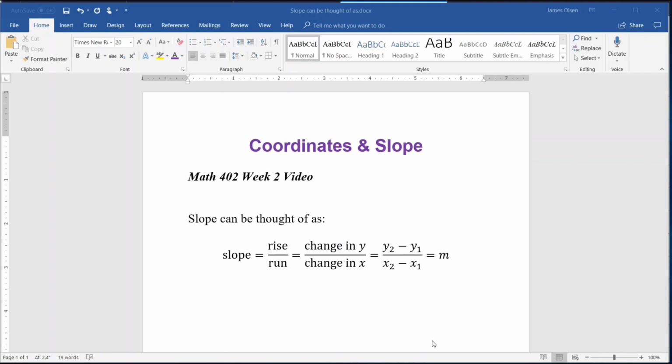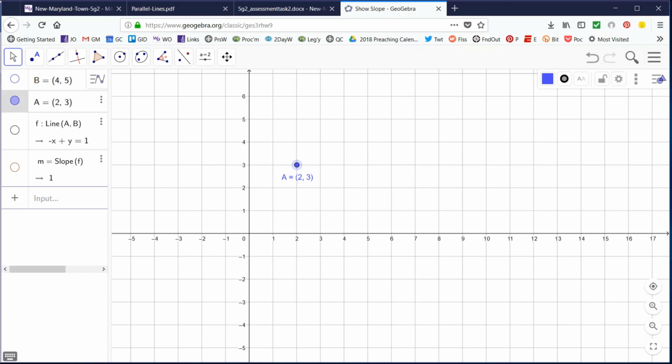Hello, this is a video on coordinates and slope. The first thing I'd like to do is just look at some basics of coordinates. And I'm over here at GeoGebra and I have a point that's moving around in the coordinate grid.